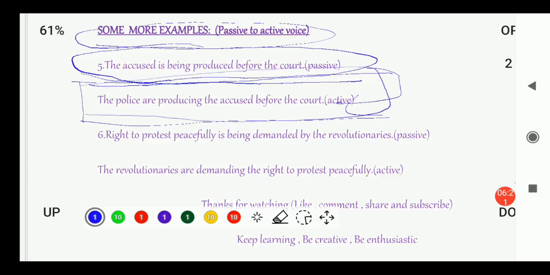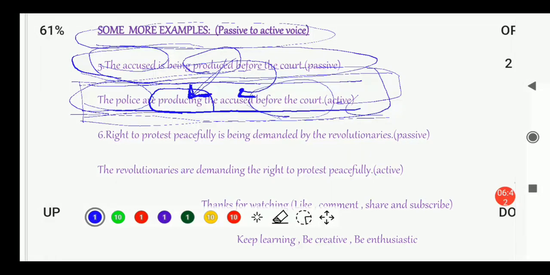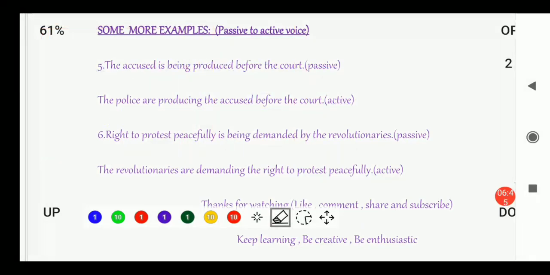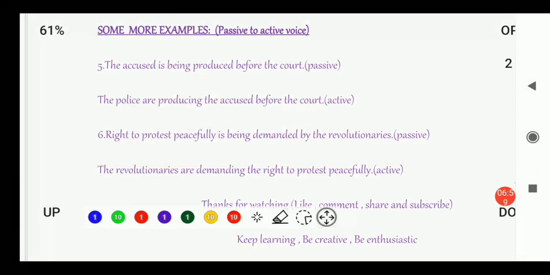Now on converting it into the active form, what will it become? The police are producing the accused before the court, because the police is the subject and the accused is the object, so it will come at the end of the sentence. The police are, and what they are doing, they are producing. So produced is converted into producing. The third form of the verb is converted into the ing form of the verb. Before the court will come at the end of the sentence. So our sentence has become, the police are producing the accused before the court, because being is removed and produced is converted into producing. This is how the passive voice is converted into active voice.